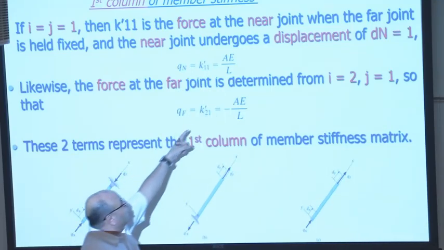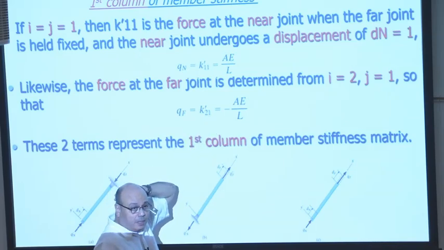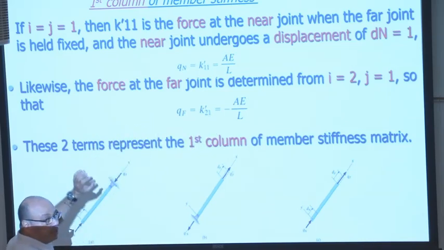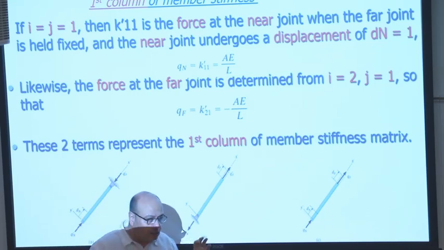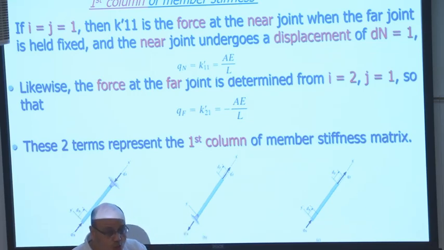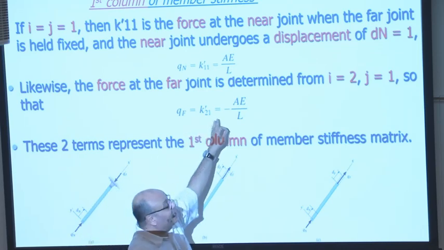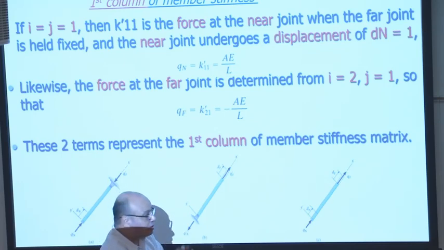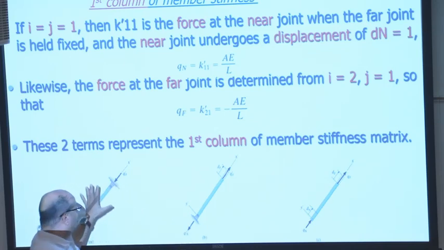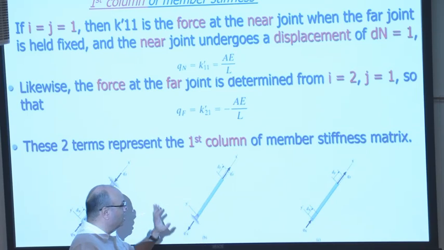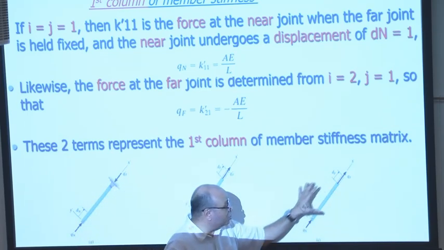If we're saying what is K21 prime, in that case, we are talking about the force developed at, was it the near or the far? K2, at the far end. And then the subscript 1 denotes what? It's identifying that there is a unit displacement at the near end. Here we go. These are the two systems that we had, and this is the final shape that we have.